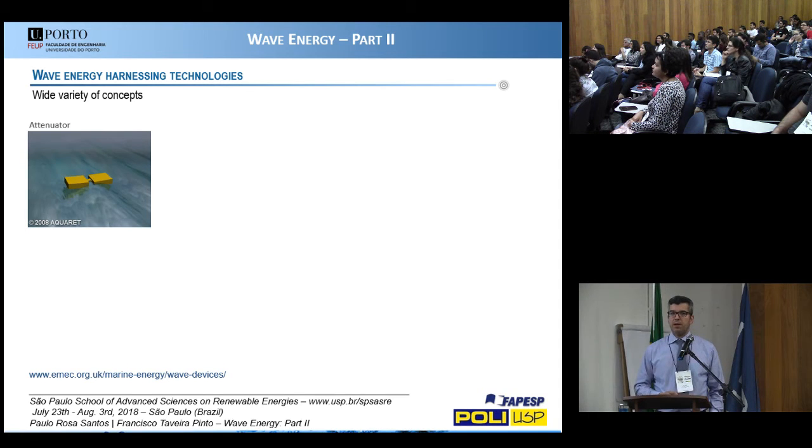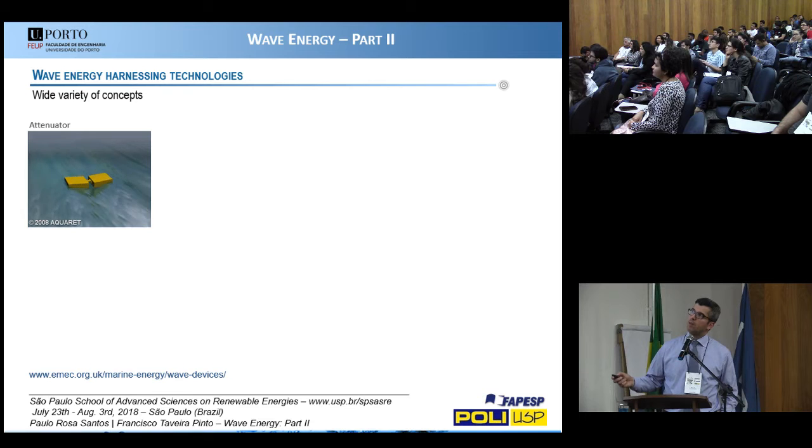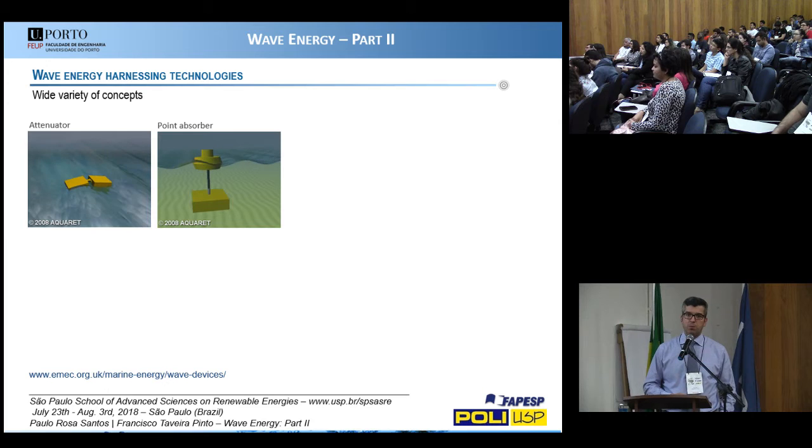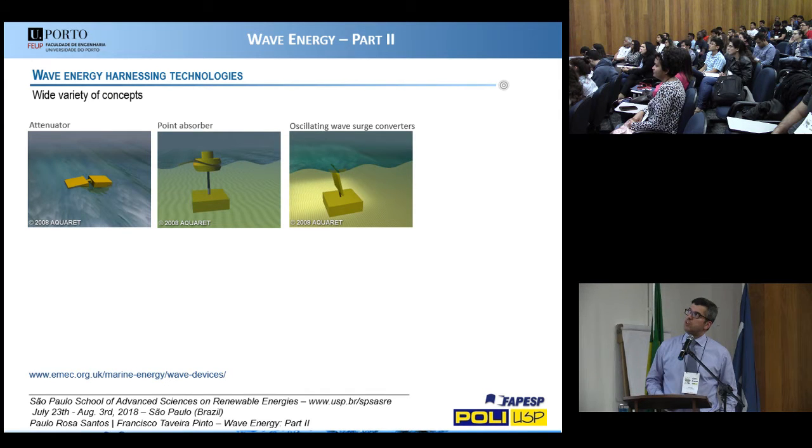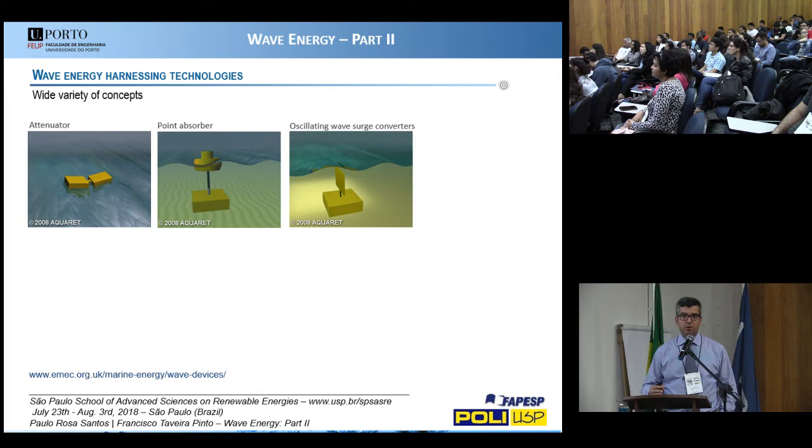Here you can see some tentative to group those concepts. We have this type of concepts. They are called attenuators. So we have two floating bodies, one articulation, and they move that way as the wave passes through them. We can also have point absorbers with a floating part on the sea surface, move up and down as the wave passes nearby. These oscillating wave surge converters, so these ones are installed in the sea bottom. So these technologies are only suitable for shallow waters, because if you install these in deep waters near the floor, you don't have almost energy to harness.